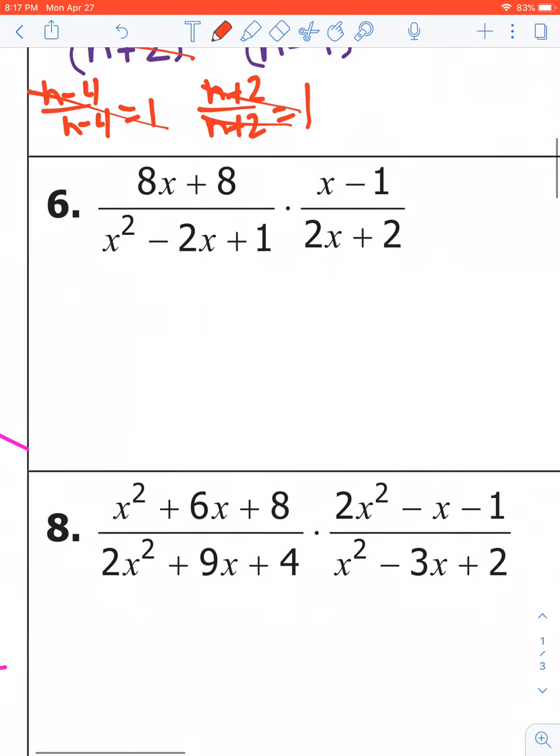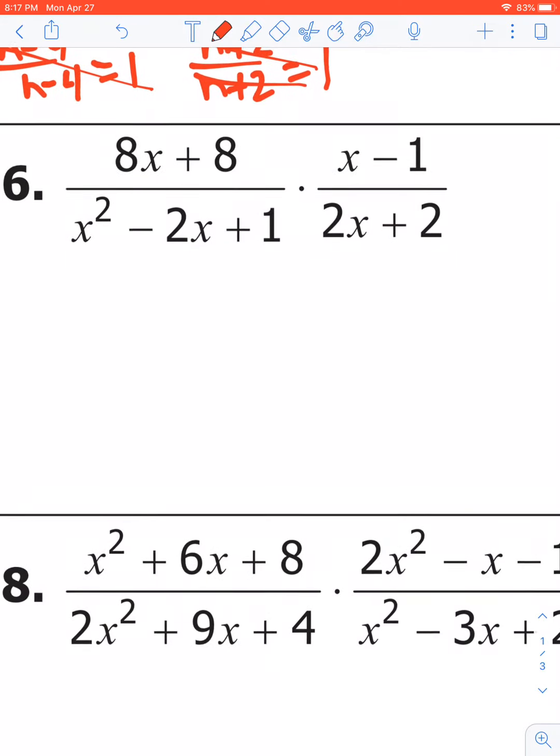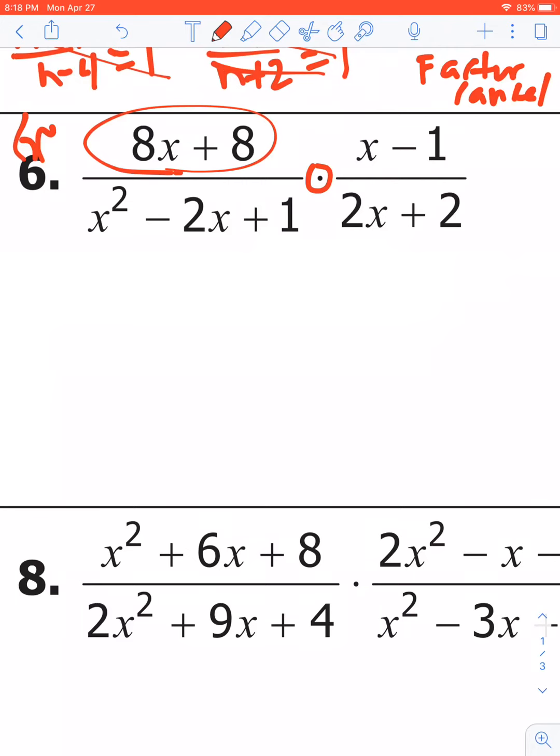That is ultimately how we do all the problems. What's going to differ is your factoring strategies. All right, so on problem 6, again, I notice that this is a multiplication, and all we're going to do is factor and cancel. So in the numerator, I have a GCF of 8.